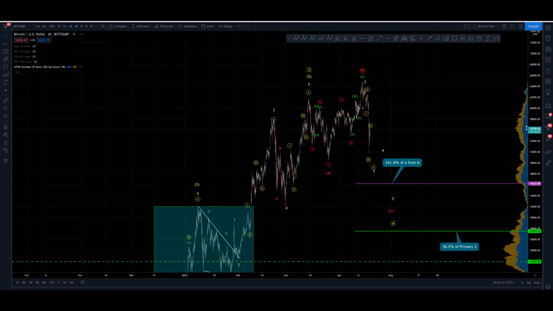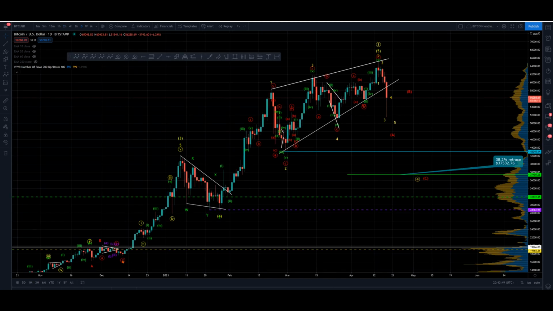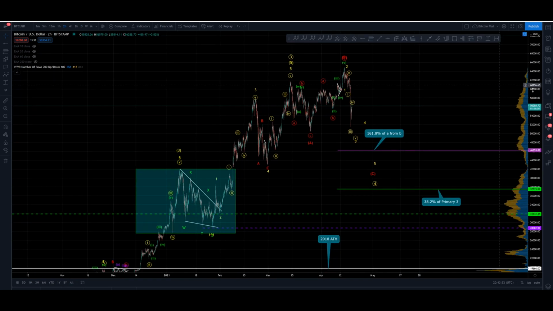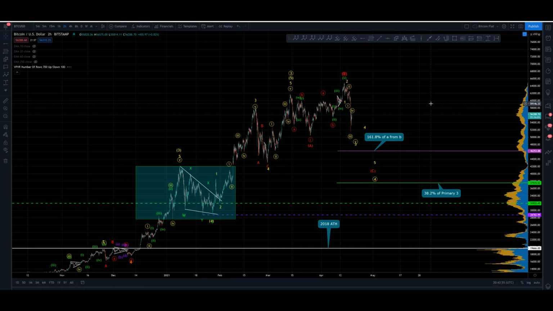So I'm going to stick with the flat. This is a legitimate ending diagonal, but I think I prefer the flat pattern. But the great thing about this, guys, is unlike saying impulse higher in a wave that's yet to complete and one that has completed may go a lot lower, we're now both singing from the same hymn sheet.